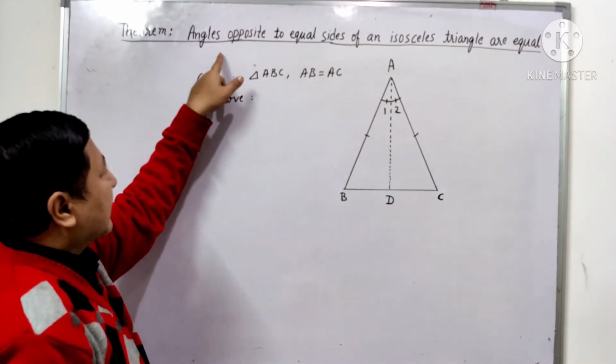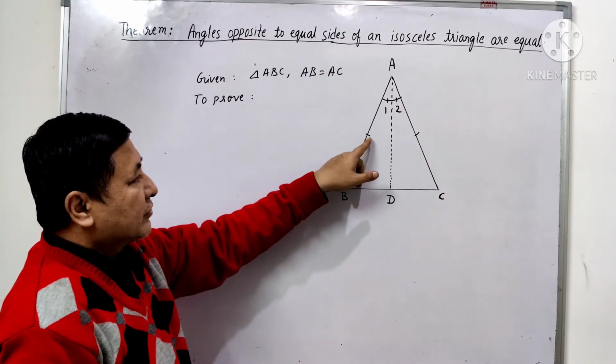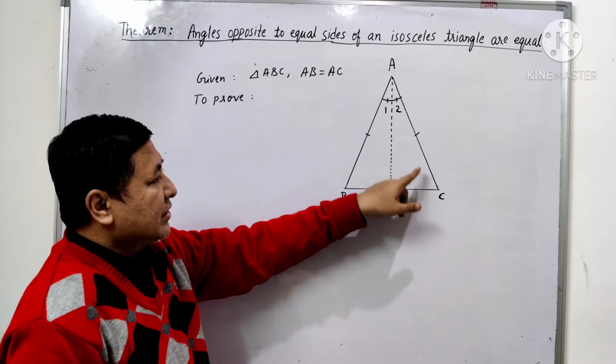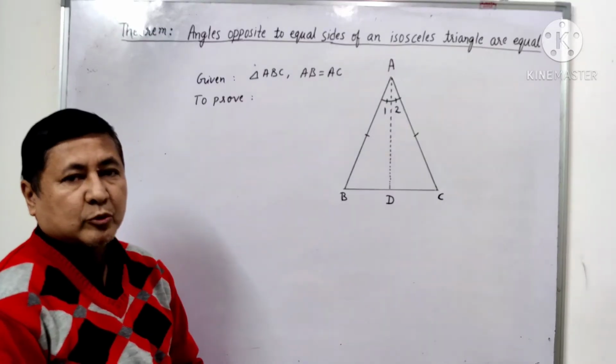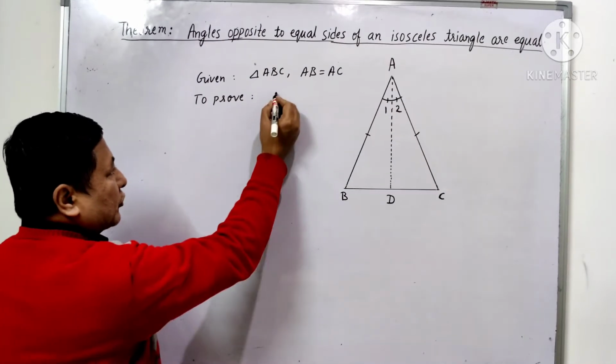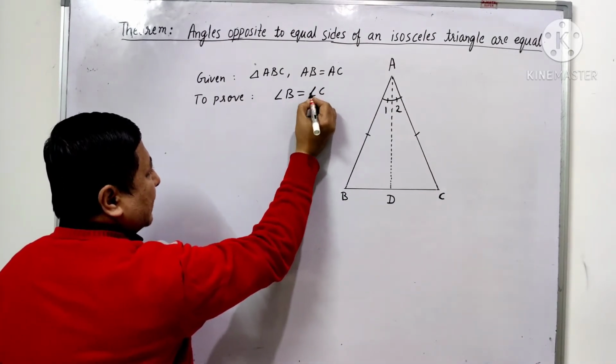Now see what the theorem is. Angles opposite to equal sides. These are the two equal sides, and the angle opposite to this side is angle C, and the angle opposite to this AC is angle B. So these opposite angles are also equal. We have to prove that angle B is equal to angle C.